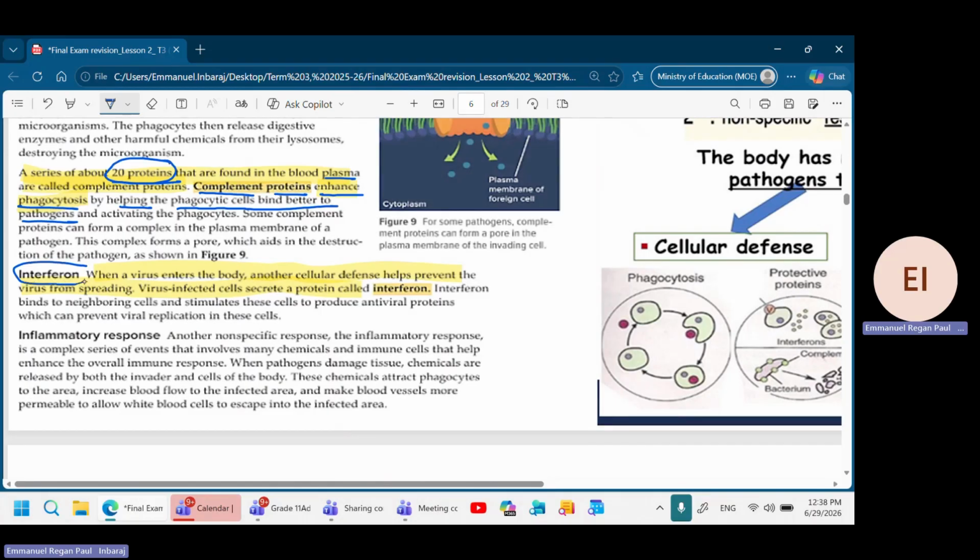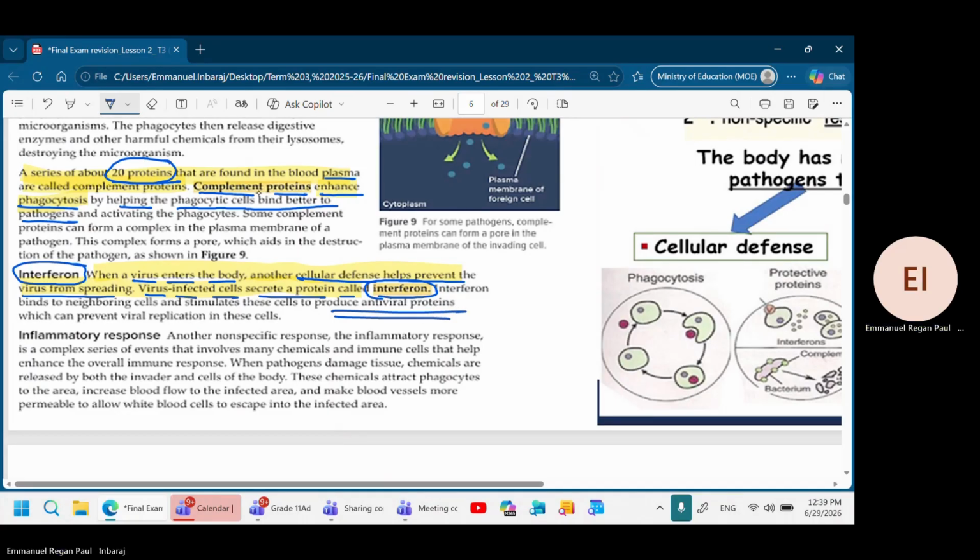There is another one called interferon. So what is interferon? See, when a virus enters the body, let's say a virus enters the body, another cellular defense helps to prevent the virus from spreading. So what is that? The virus infected cell will secrete a protein called interferon. The interferon binds to the neighboring cells and stimulates the cells to produce antiviral protein, and it will not allow the virus to multiply.